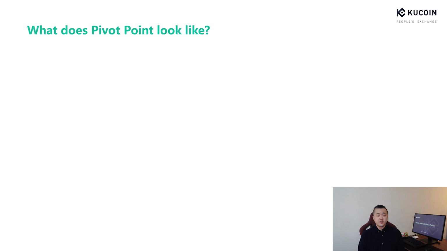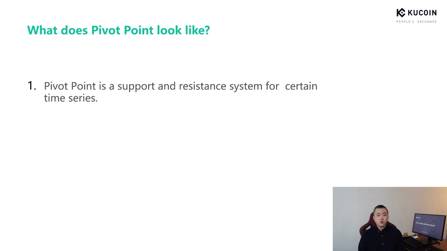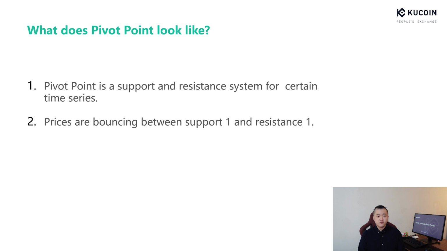So what is pivot point? Pivot point is a technical indicator that reveals both support and resistance levels. Normally, when you draw a pivot point for a crypto, you will have 5 pairs of support and resistance levels. We just need to focus on one pair of them.